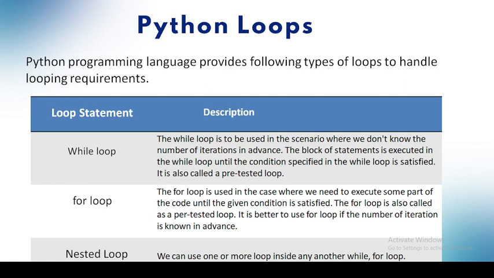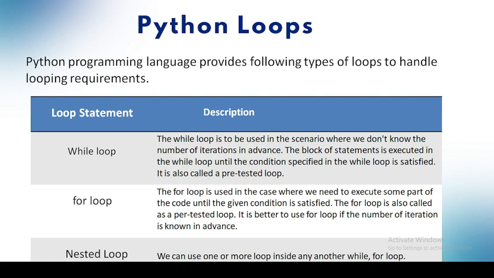The block of statements is executed in the while loop until the condition specified in the while loop is satisfied. When the condition is satisfied, it will be executed. When the condition is not satisfied, or is false, it goes outside. This while loop is called a pre-tested loop, because before executing the body of the loop, the condition is checked. If the condition is true, then the loop body executes. That's why it is called a pre-tested loop. The while loop is called the pre-tested loop or the entry control loop. So this is our while loop.